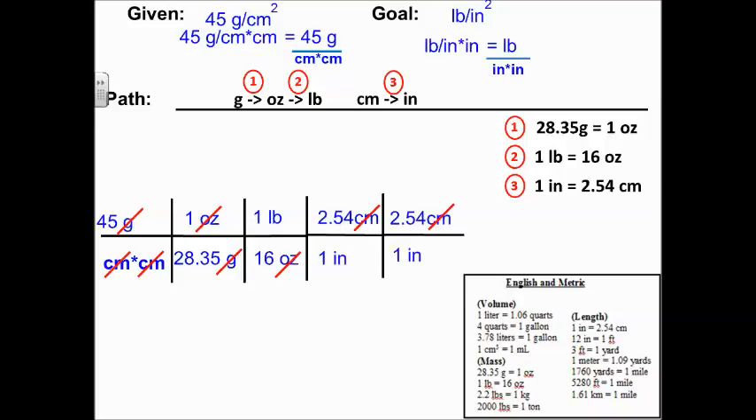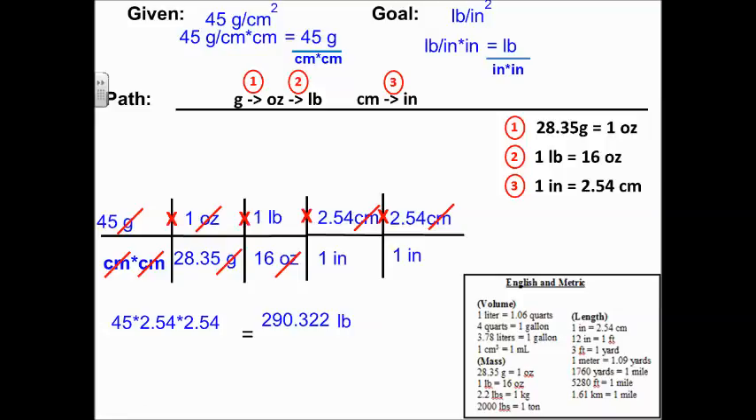So we're going to take everything on top and multiply it. So 45 times 1 times 1 times 2.54 times 2.54. And I'm not even going to write the ones this time. Multiplying by 1 doesn't do anything. Well, 45 times 2.54 times 2.54 should get you an answer of 290.322. And the units that are left on top are pounds.